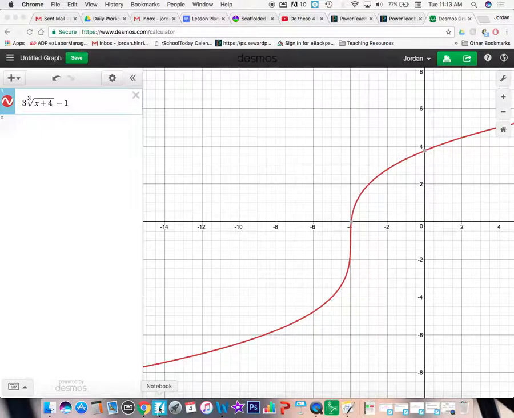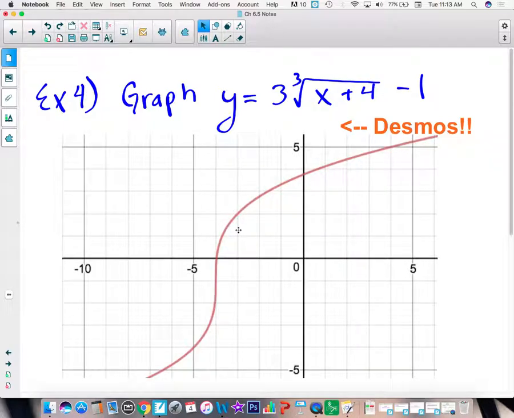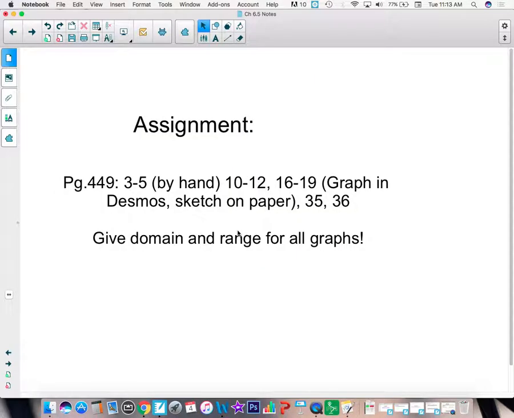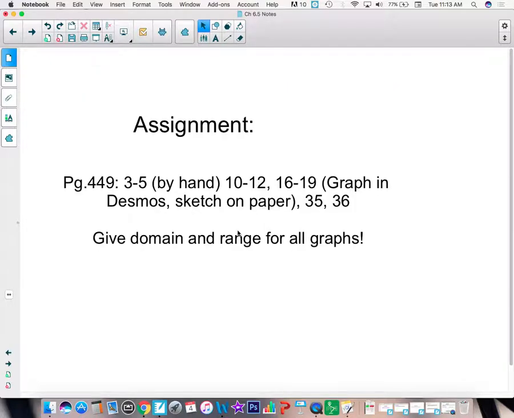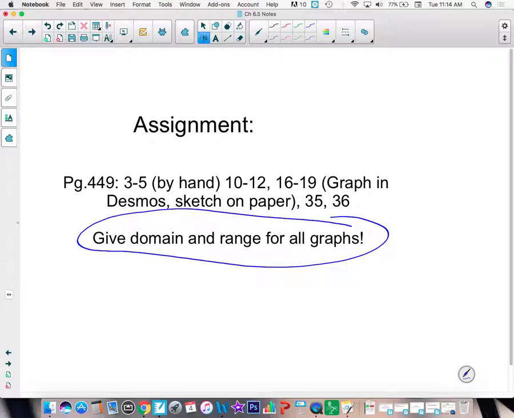Okay, so we like Desmos. So that's your assignment. You got to do 3 to 5 by hand. And then 10 to 12, 16 to 19 you're going to graph in Desmos and just sketch it. Read directions. Give domain and range for all graphs. Okay? 18 minutes, time to do homework. Good to go.